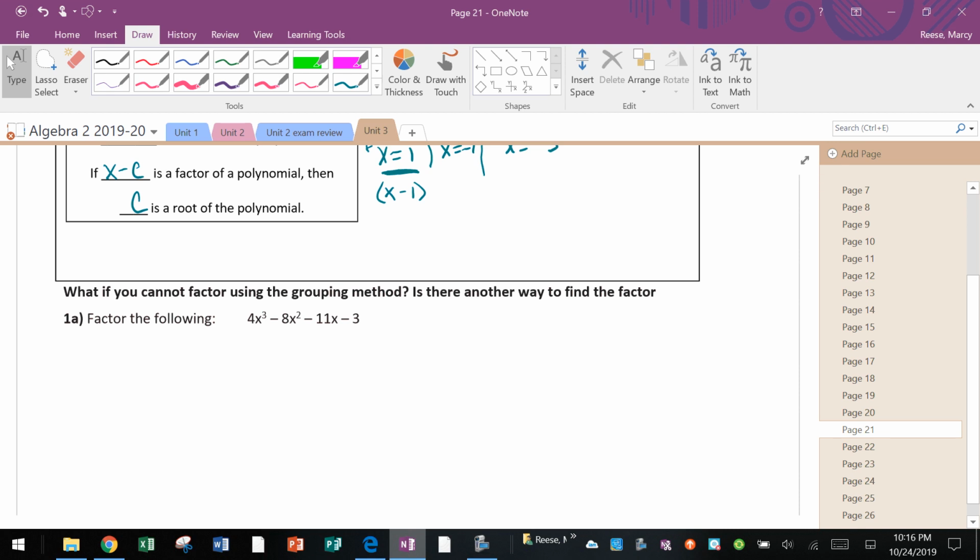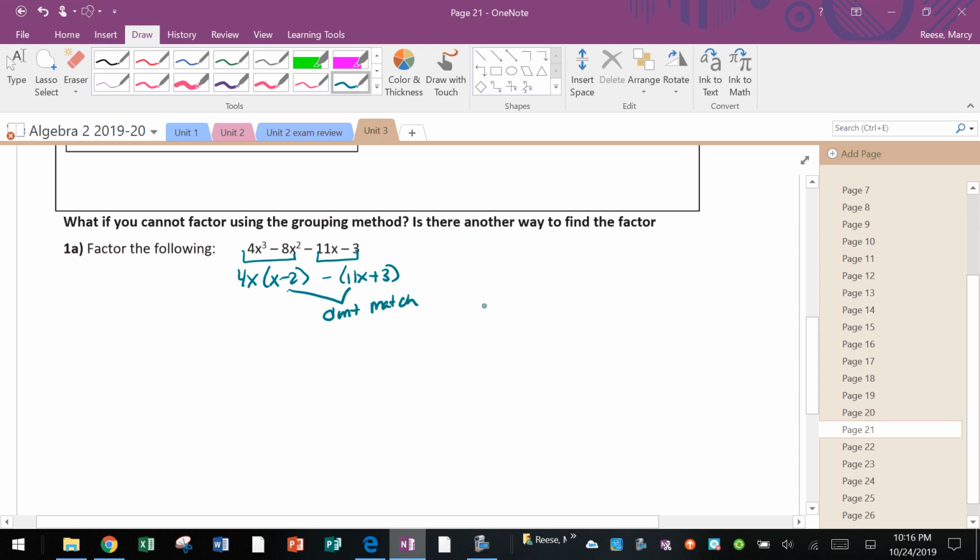What if you cannot factor using the grouping method? Is there another way to find the factor? Alright, so in this case, let's say we see the 4 terms, we go to try the grouping method, and I pull out a 4x, and I get x minus 2 here, and I pull a negative out, and I get an 11x plus 3, and they don't match, right?